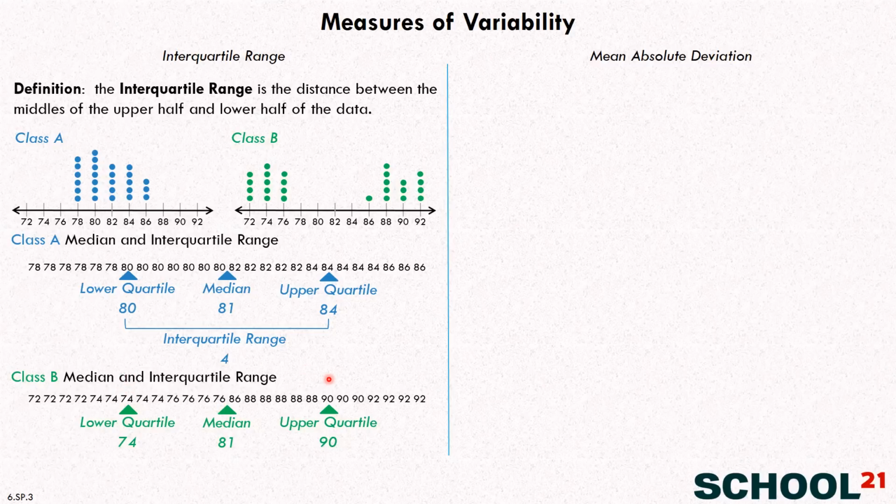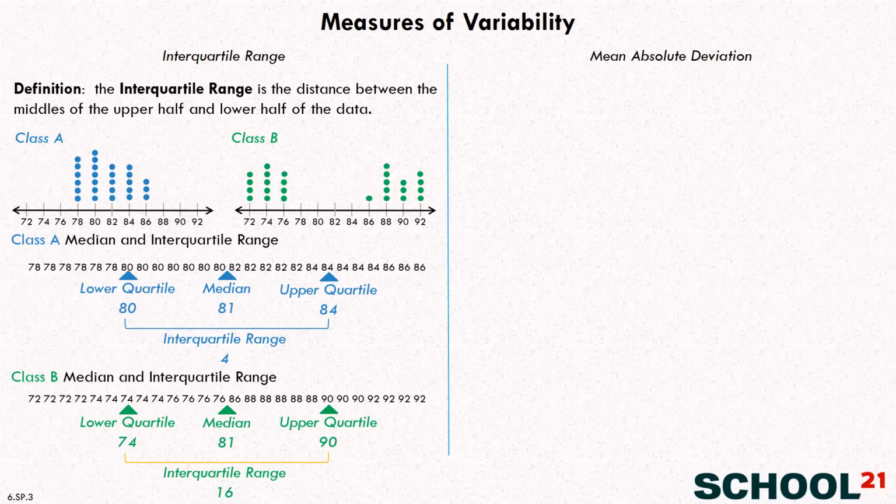Now, you remember the interquartile range is just the difference, the distance between these two data points here, and you can see that that is 16. So Class A has an interquartile range of 4. Class B, much more spread out. It has an interquartile range of 16.